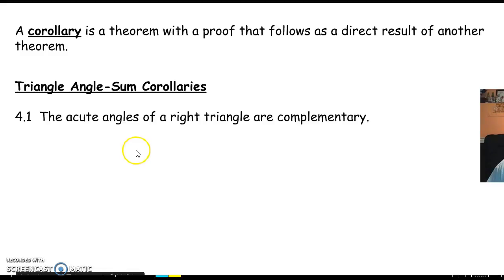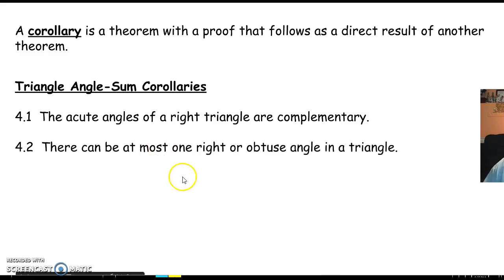The acute angles of a right triangle are complementary. Remember we learned in lesson 4.1 that a right triangle has one 90-degree angle. Well, if one of the angles is 90, 180 minus 90 means the other two have to add up to 90. That's what complementary is.